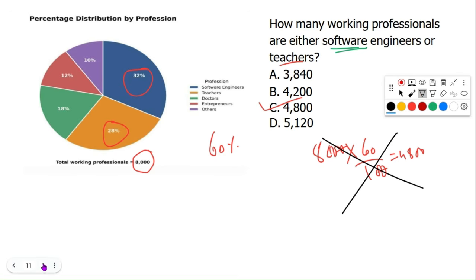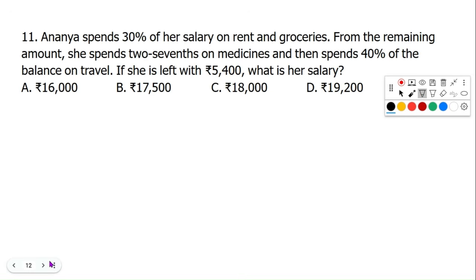Okay, so let's go forward. Ananya spends 30% of her salary on rent and groceries. So what is the balance left? 70%. From the remaining amount, she spends 2/7 on medicines. So how much? This will be 20. So 70 minus 20, what will be the remaining?